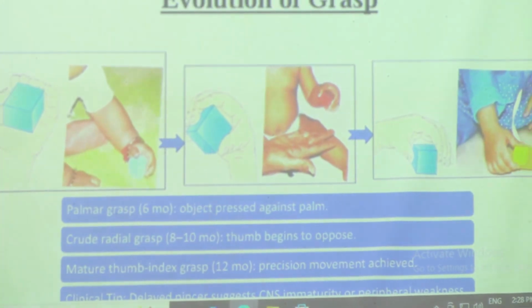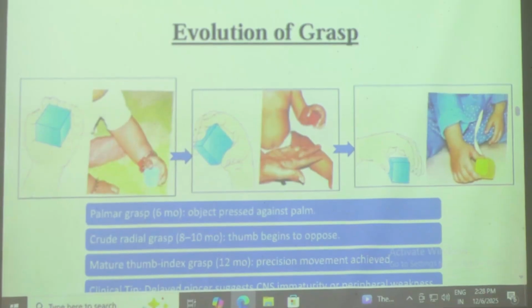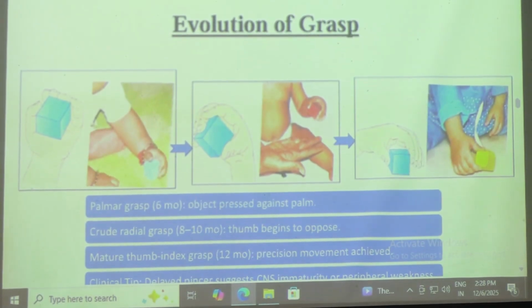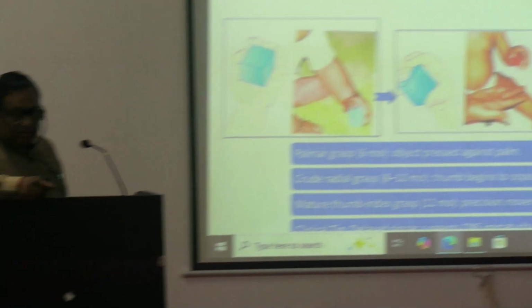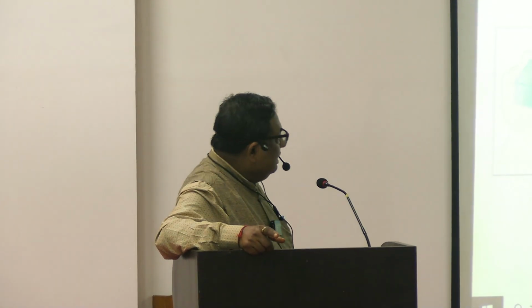At 6 months, there is a palmar grasp. At 8 to 9 months, he can hold the thing in his palm. That is called crude intermediate grasp. At 10 months, there is crude radial grasp. So ulnar comes first, then radial. Ulnar at 6 months, radial at 10 months. Understand? At 1 year, mature grasp.